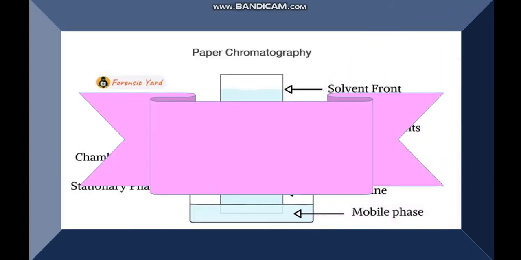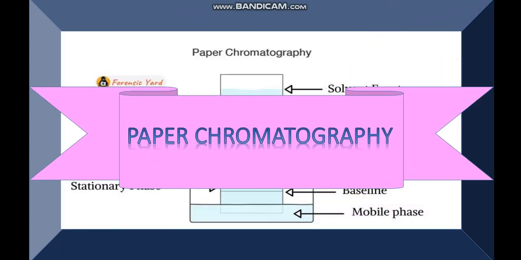And now let's enter into our activity, that is paper chromatography. There are different kinds of chromatography: liquid chromatography, gas chromatography, liquid gas chromatography, and paper partition chromatography. For our grade, we are going to deal with paper partition chromatography.